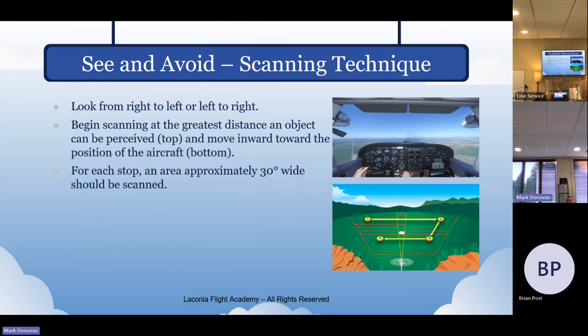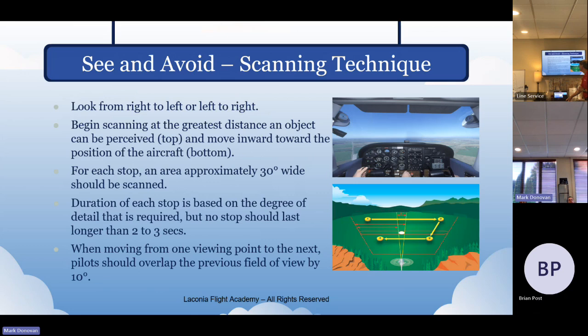For each stop, an area approximately 30 degrees wide should be scanned. So you take a view of about 30 degrees, then you turn to the right a little bit and overlap, I think, by 10 degrees, and spend 2 or 3 seconds in each scan section before you turn, just to allow your eyes to have a chance to focus.